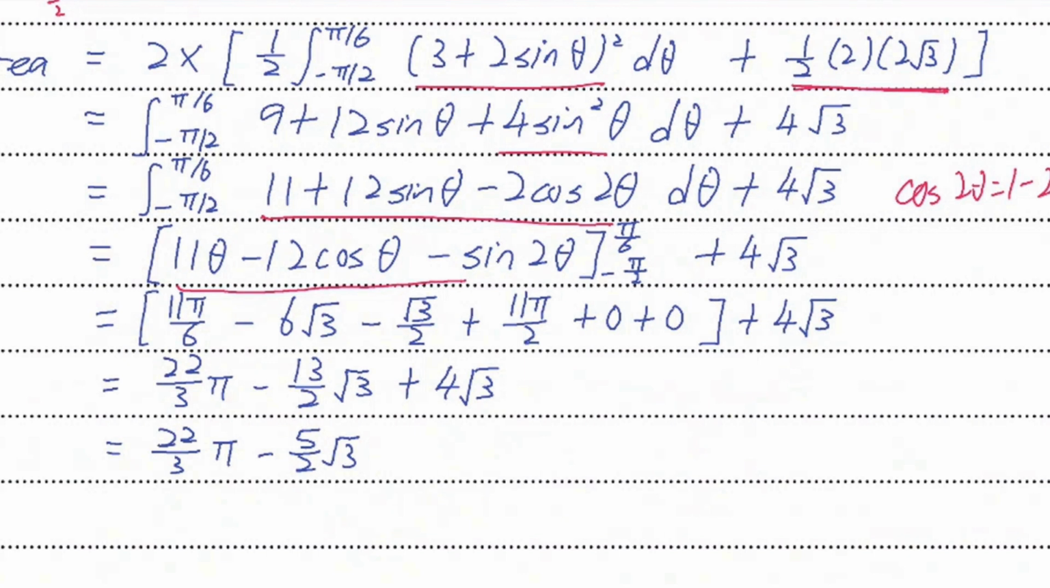After we integrate, we substitute in the limits, pi over 6 and negative pi over 2, substitute in everything, and evaluate carefully from there. So at last, the area gives us this kind of constant. It's in terms of pi as well as the symmetry.